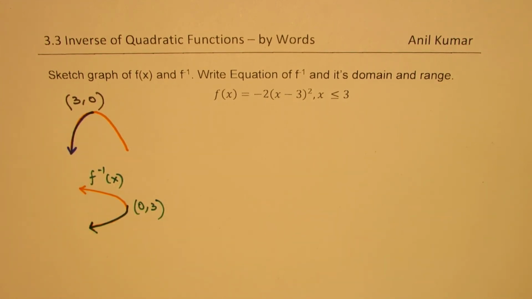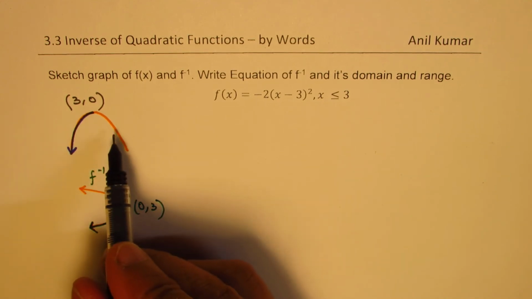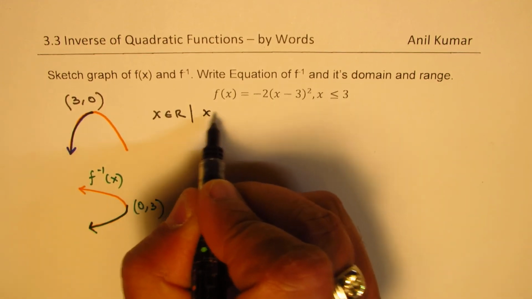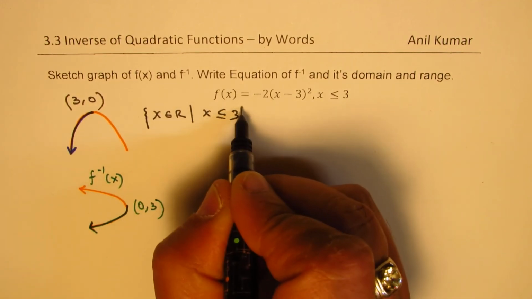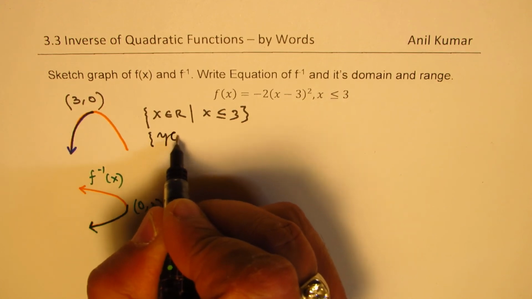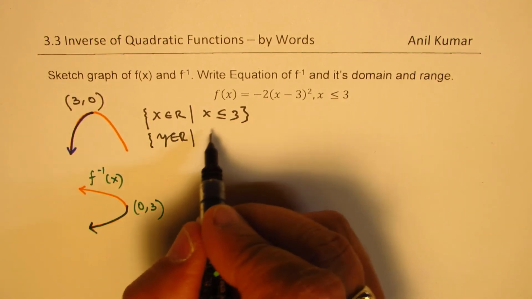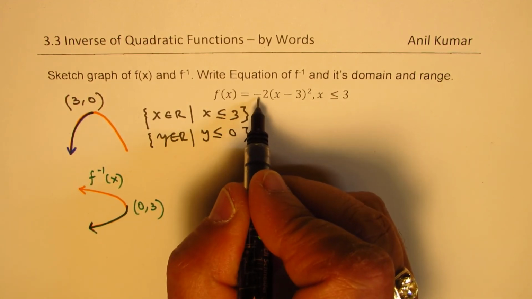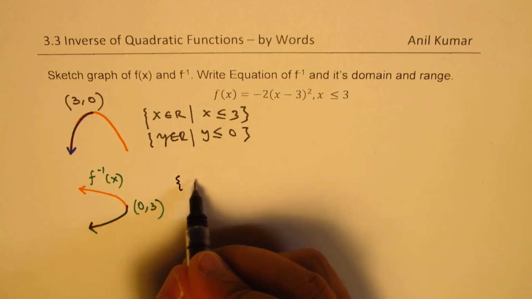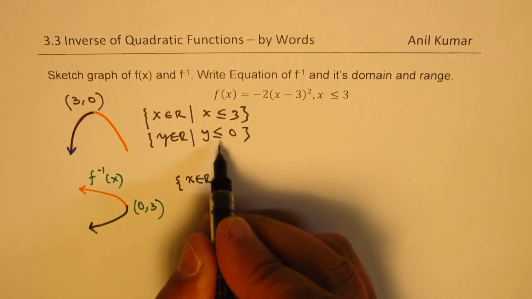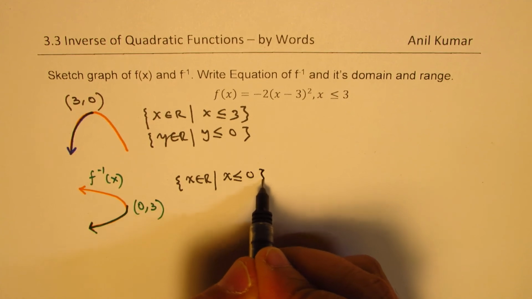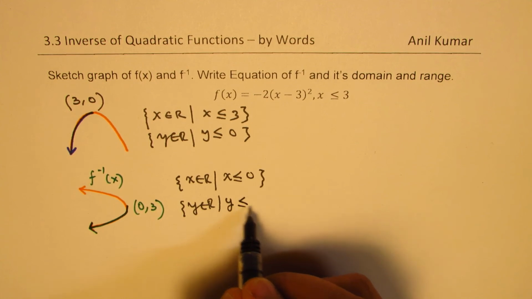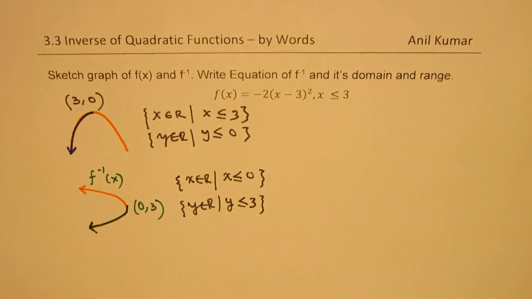Got it? So as far as the function is concerned, we have x belongs to real numbers where we are given that x is less than or equal to 3. That's the domain. And as far as y is concerned, the range, it is less than or equal to 0 since it opens downwards. Here, the domain will be x belongs to real numbers where x will be less than or equal to 0, and the range y belongs to real numbers where y will be less than or equal to 3, as you can see here.